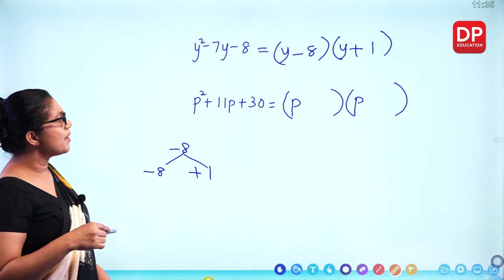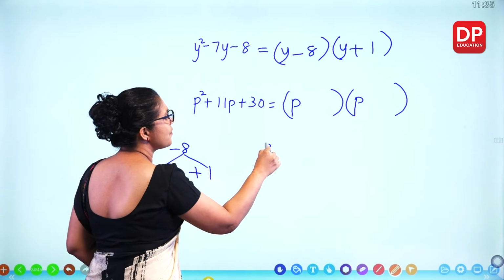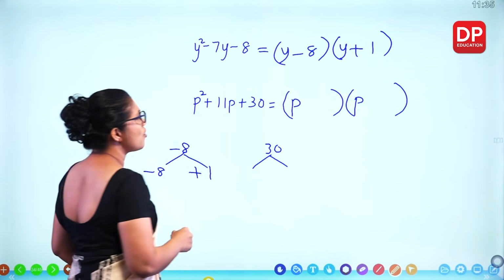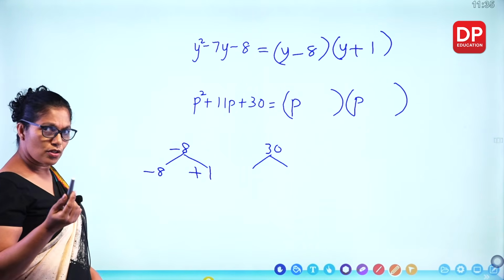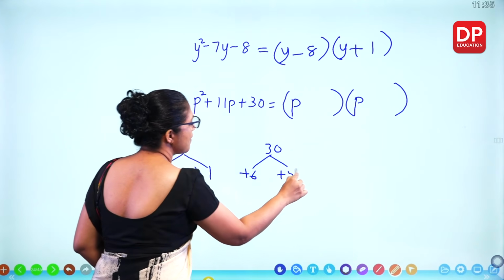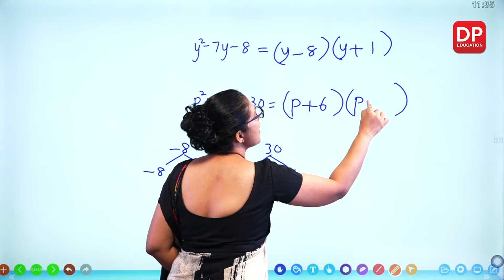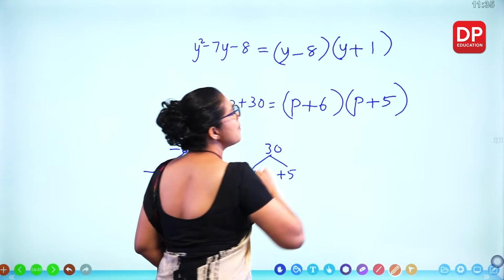Now look at the second one. 30. What are the factors of 30? When you add the factors, you are getting 11. So 6 and 5, plus 6 and plus 5. So here straight away you can write down the factors are plus 6 and plus 5.